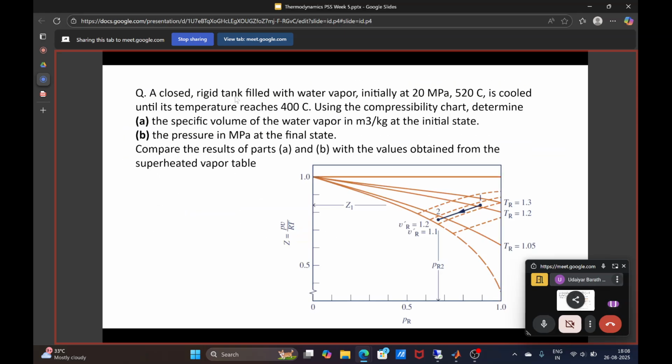So next is a closed rigid tank filled with water vapor, initially at 20 megapascal, 520 degrees Celsius, cooled until its temperature reaches 400 degrees Celsius. Using the compressibility chart, determine the specific volume of the water vapor in meter cube per kg at the initial state, and the pressure in megapascal at the final state. Compare the results of part A and B obtained from the superheated vapor table.